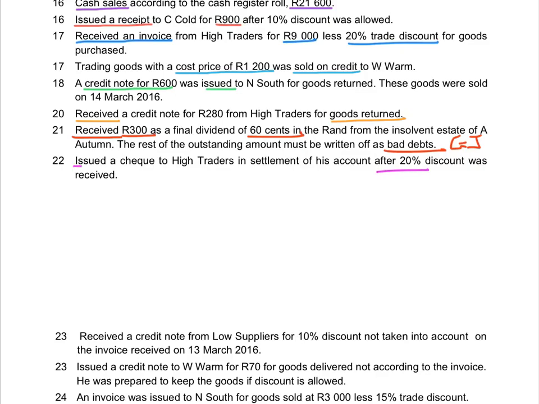Issued a check to high traders in settlement of his account after 20% discount was received. If we issue a check, we pay money out of the bank account, so this entry will be recorded in the cash payments journal. They don't give us the amount that we pay, and they don't give us the total debt. So the only way that we can determine what is the discount and what is the amount on the check is to go to his individual account and determine how much money do we owe him at this stage.